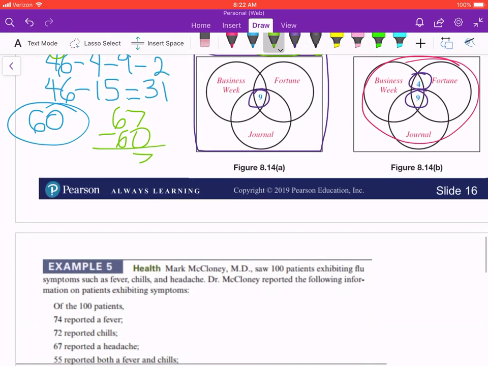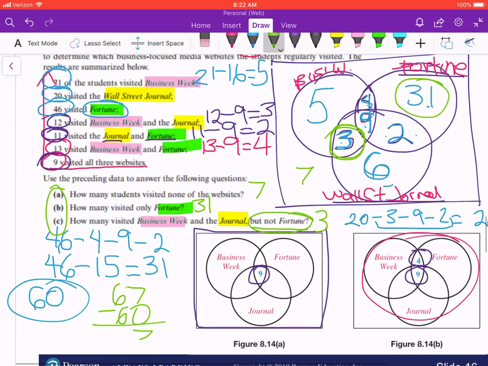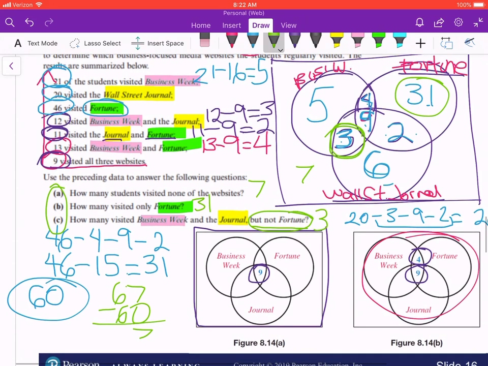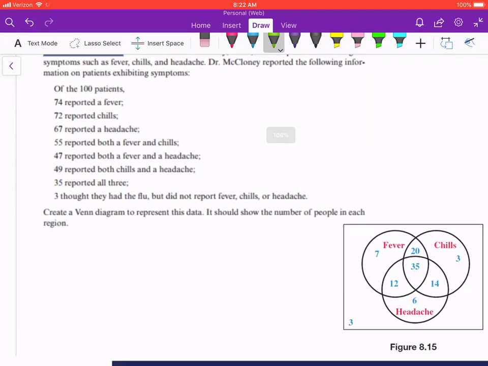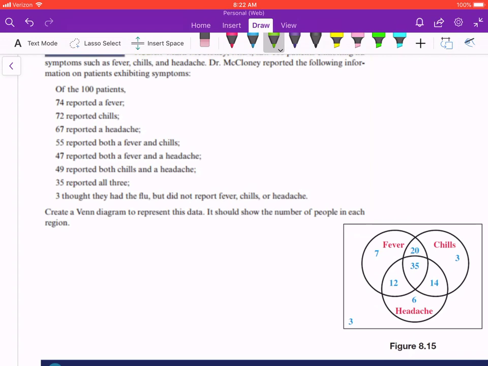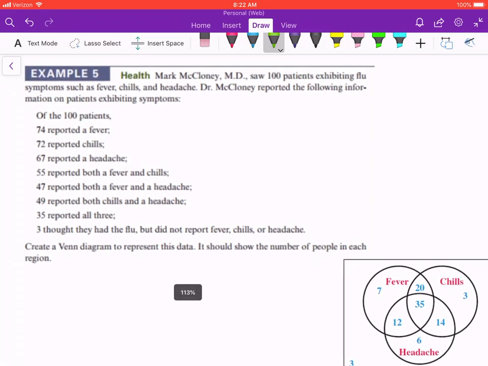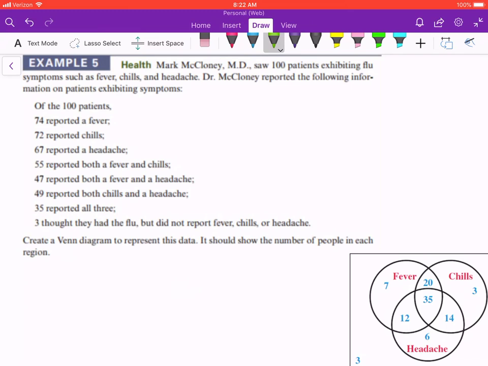Now, the next problem is very similar. You could pause the video if you want to, so you could copy the whole diagram. The next problem here is very similar, but it is about patients having reported certain symptoms. Now, the universal set here is going to include 100.